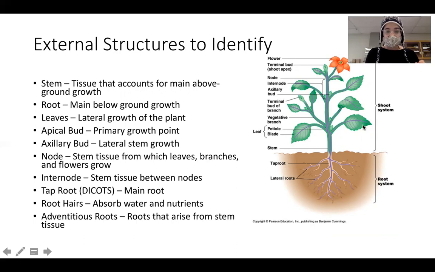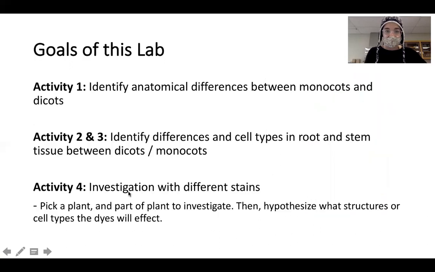Nodes, axillary buds are lateral stem growth. I guess I could say that. Nodes are stem tissue from which leaves, branches, and flowers grow. So this would also be a node here. Internodes are the distance between, or stem tissue between the nodes. So there's a node here and there's a node here, and the distance in between that is the internode. And again, just the different types of roots that we'll talk about more in lab.